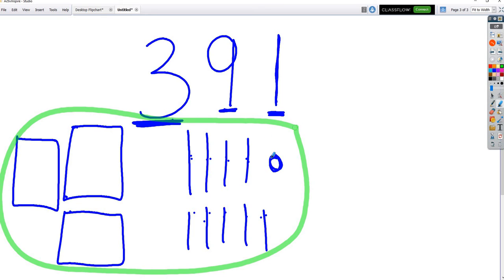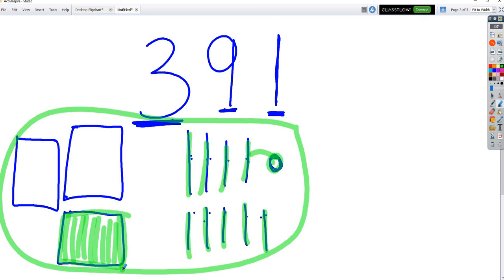And there are 10 of these, and all of these have 10 ones in them. That's why we count by 10. And all of these have 10 tens in them. So there's 10, 20, 30, 40, 50, 60, 70, 80, 90, 100. That's why we call those hundreds, because they really have 10 of those sticks in them. And there's 100. That's what 391 looks like.